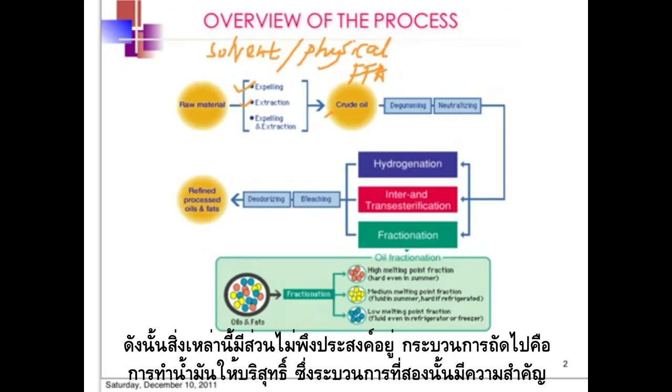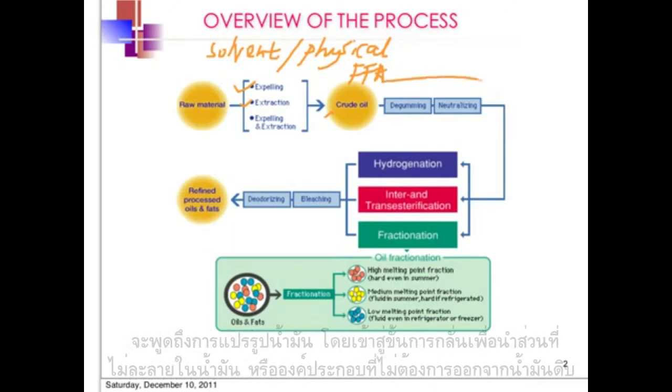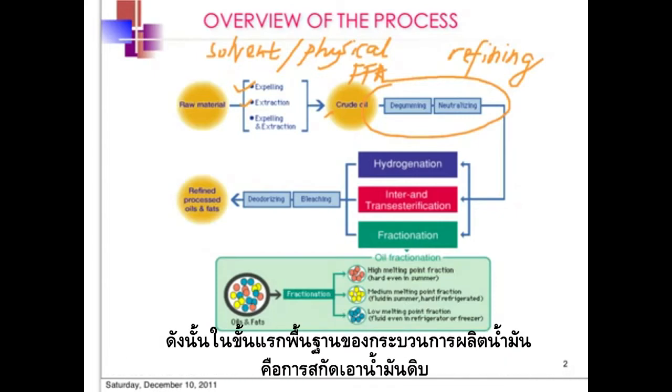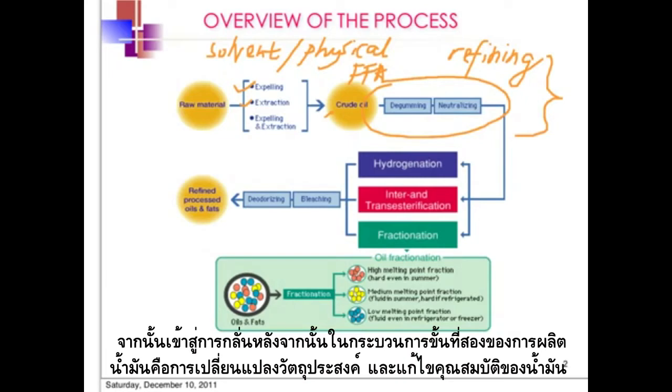So the next process is to purify the oil, and this is what we call the process of refining: to refine the oil, to remove as much as possible of the undesirable components from the crude oil. So the first stage of the oil processing is to extract the oil to get the crude oil. Then after that, refining.